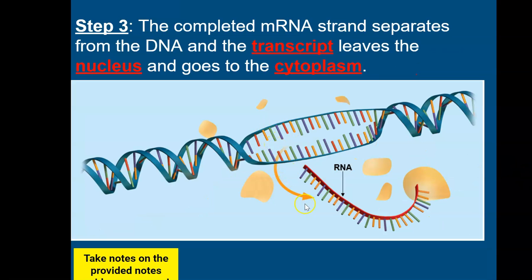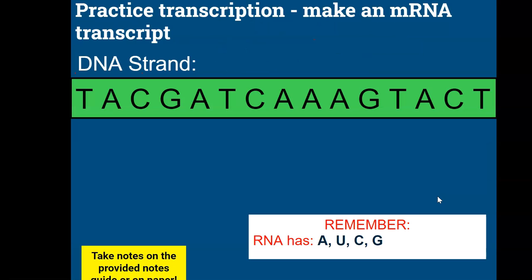Step 3, once that gene has been transcribed, the completed mRNA strand separates from the DNA, and it's now called a transcript. A transcript is like a copy of something. It is able to leave the nucleus, and it's going to go to the cytoplasm.